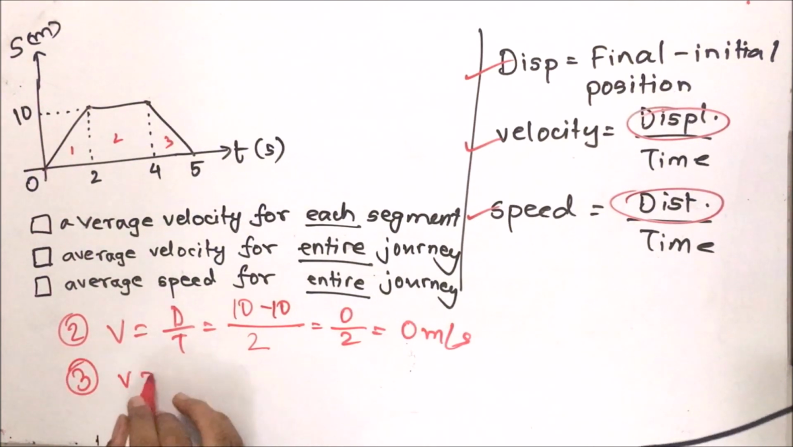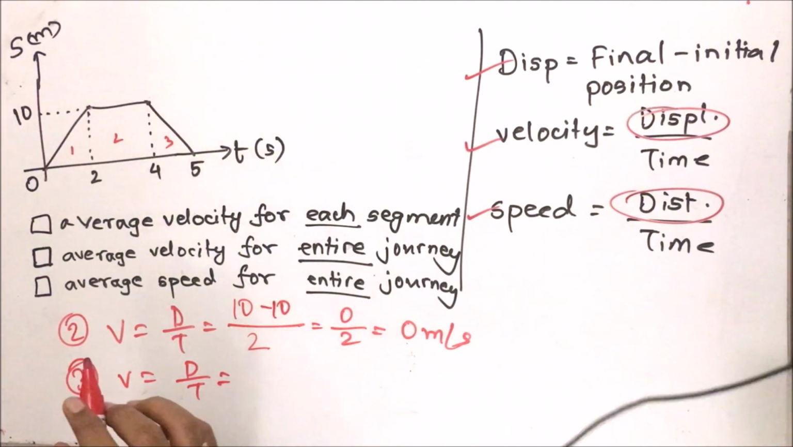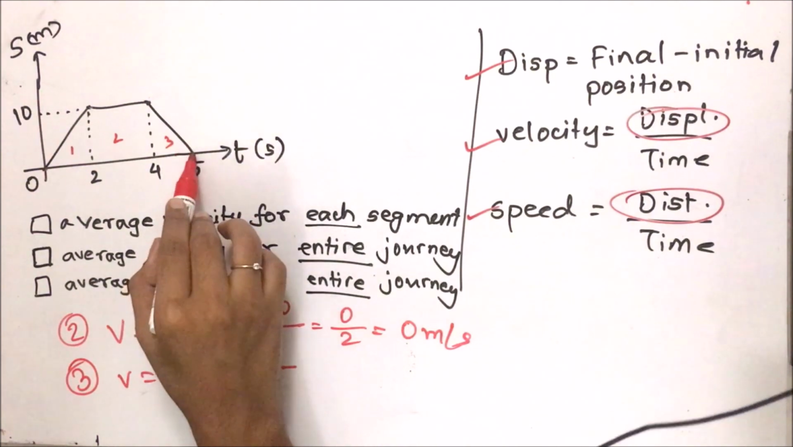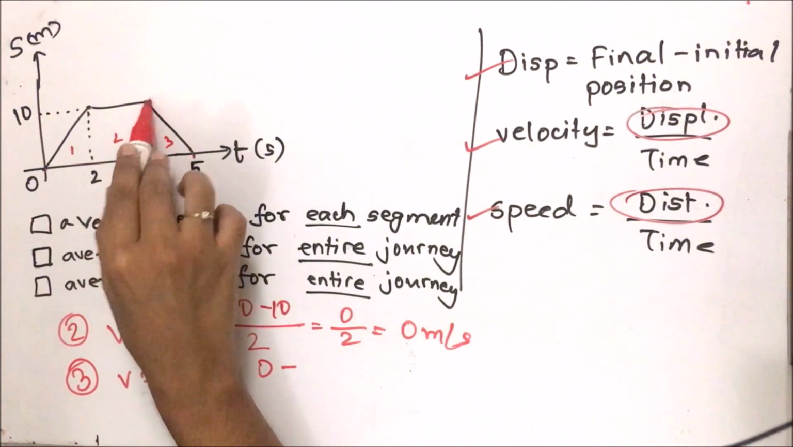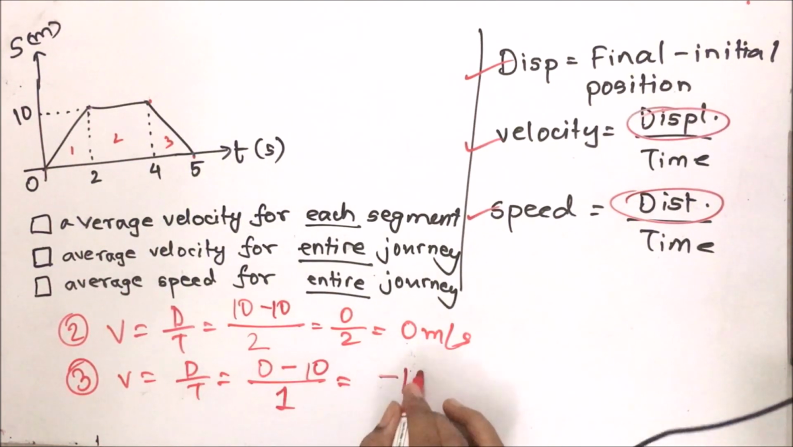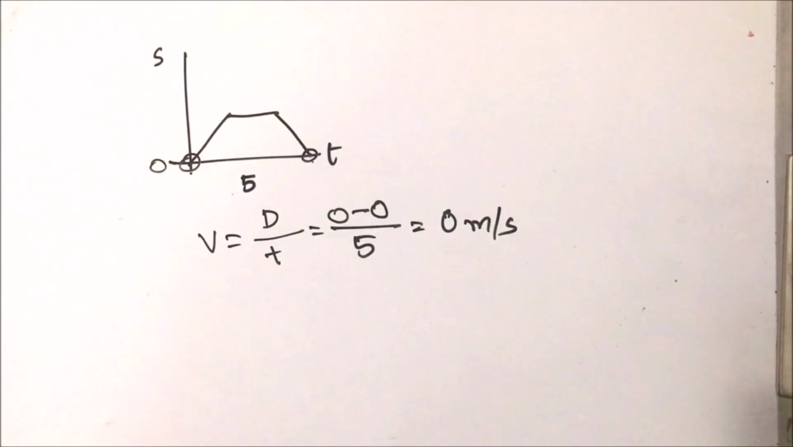Third segment, the velocity is once again displacement by time. Displacement is final minus initial position. The final position is 0. That's the final position. That's our initial position over here. That's 10. And the time is 5 minus 4. That is 1 second. So the velocity is minus 10 meters per second. Moving on to the next part of the sum.